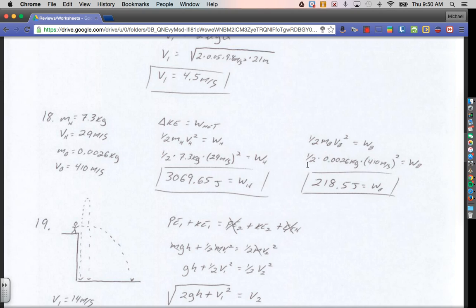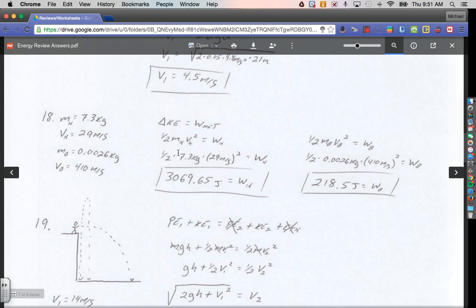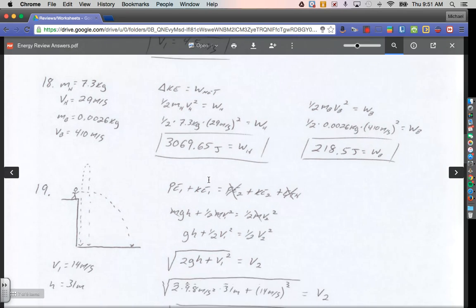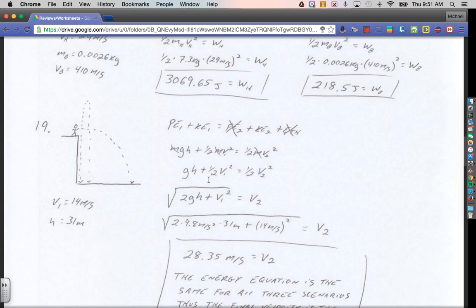For the bullet, again, no initial kinetic energy, so it's all final kinetic energy equals the total work done, which is 1/2 times 0.0026 kilograms times 410 meters per second. Don't forget to square it, and that gets me 218.5 joules of work for the bullet. You might think that since the bullet's moving so much faster that it would take a lot more work, but because the hammer is so much more massive, it actually takes quite a bit more work to throw that than to launch a bullet.